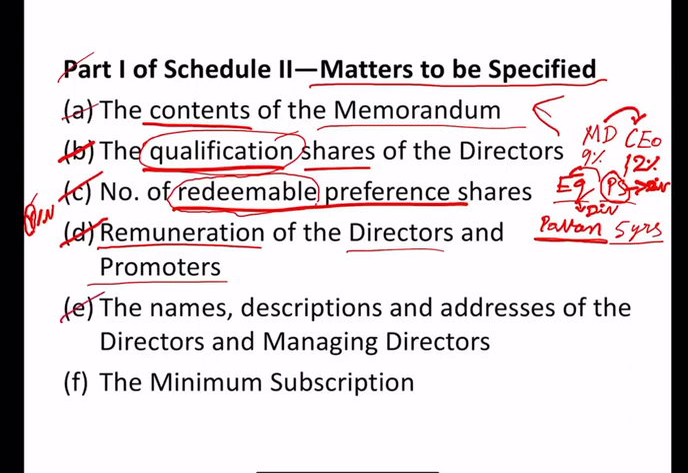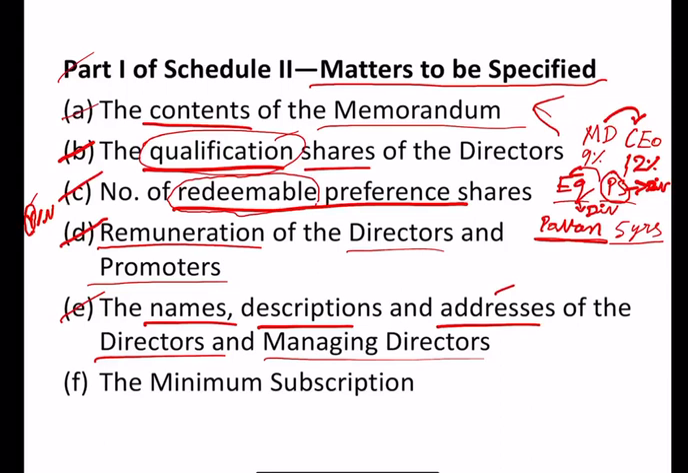Then, next point, the names, descriptions and addresses of the directors and managing directors should be clearly mentioned in the prospectus. How many directors are there? I am one of the directors of my company. Along with me, how many are there? And their descriptions, their qualifications, their nationality, and where do they stay? Whether they stay in India or Australia, Germany, Italy, their address, everything should be clearly mentioned in the prospectus so that it will have complete clarity.